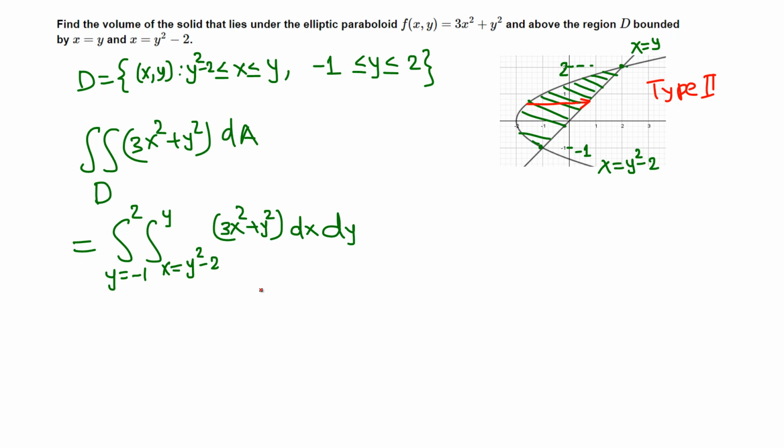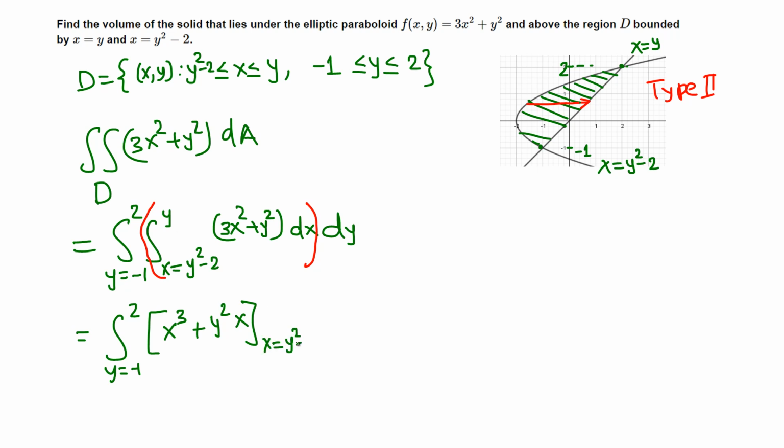Now we just evaluate this iterated integral. We can just do the inside first, then go outside. Okay, so inside, this is y equals negative 1 to 2. Let's integrate this function with respect to x. So 3x squared, that's 3 times x cubed over 3. So just x cubed plus y squared, which is like a constant with respect to x. So this is y squared x. And we want to go from here to here. So x equals y squared minus 2 to y, and we have dy.